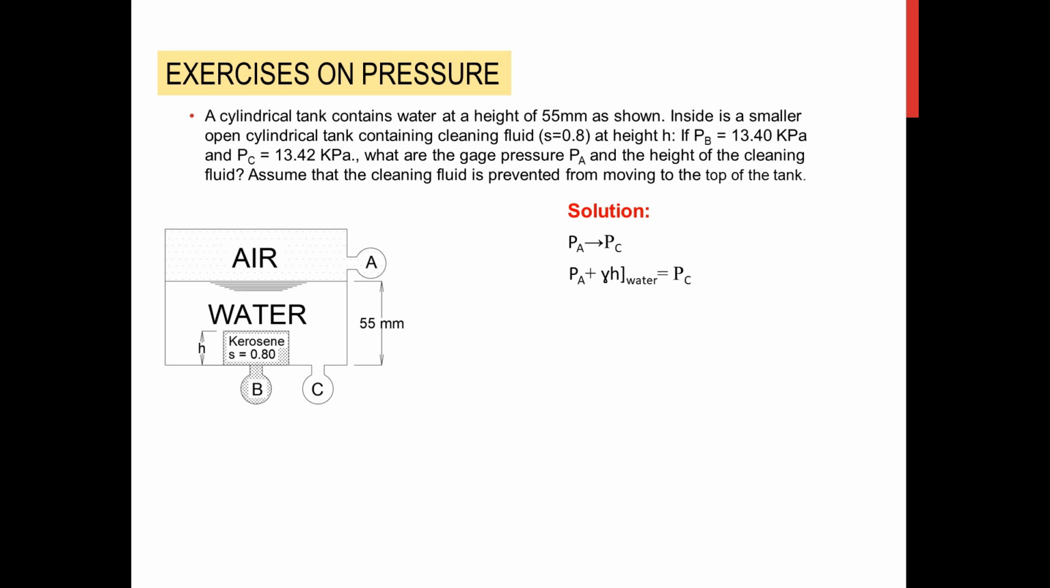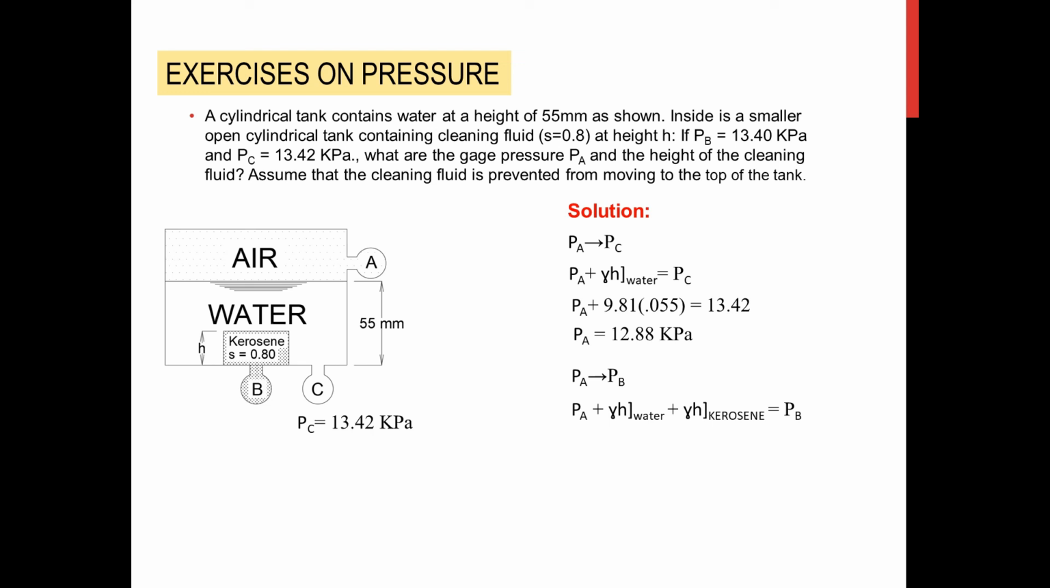So, we write PA plus gamma H of water. That will be equal to PC. We substitute the value of the head of water, 0.055, or that is 55 over 1000, to make it in meters. And PC is equal to 13.42. Okay. So therefore, PA will be equal to 12.88 kilopascal. So knowing PA, we can now proceed with PA approaching PB.